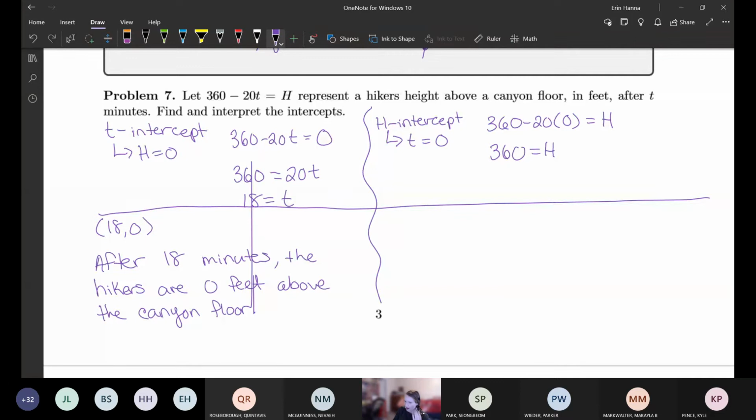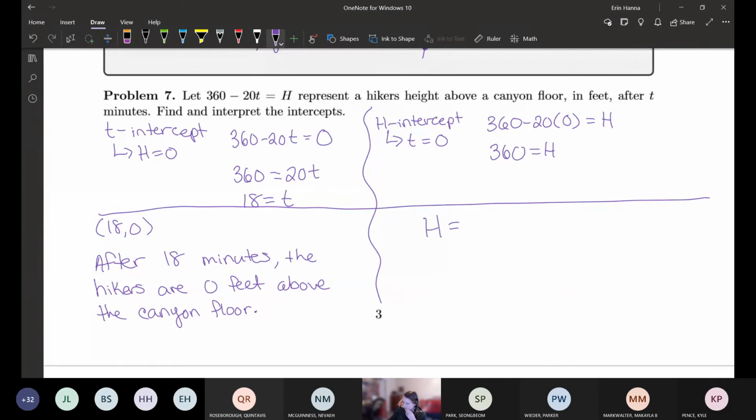Again, if you prefer to say they're at the canyon floor or something like this, that's perfectly fine as well. Ooh, that's a really good question. How can you tell which is the vertical and which is the horizontal? So super duper good question. How do I want to answer it?